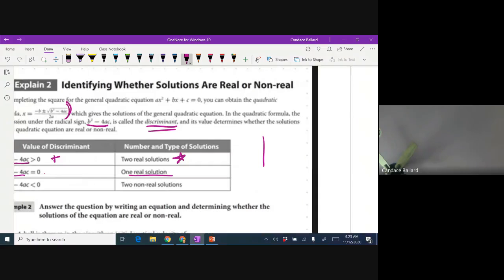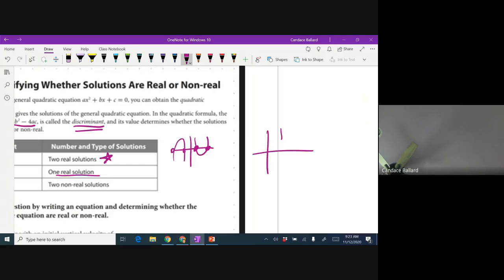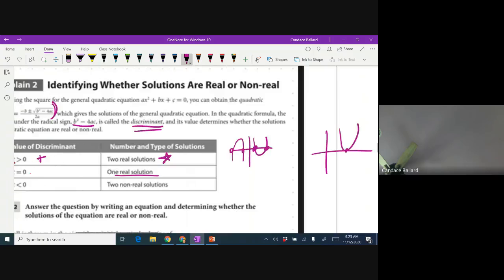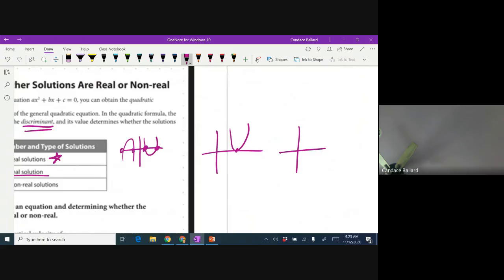So just to put it in context, two real solutions means I've got a parabola and it's crossing the x-axis twice, whether it's right side up or upside down, doesn't matter. If I have one real solution, that means it is bouncing off the x-axis somewhere. And then two non-real means I had a negative discriminant, meaning there was a negative under the radical sign. And that's the situation where I'm either floating above or floating below somewhere when I'm looking at a picture of a parabola.